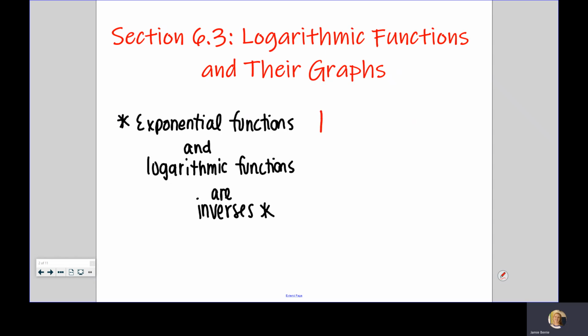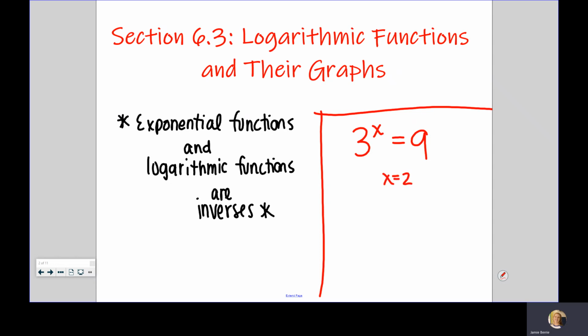For example, if we had an equation like 3 to the x equals 9, we can easily see that the value we need to plug in for x to make this equation true would be 2. Remember how we learned to solve this? We would rewrite 9 as 3 squared, then set the exponents equal to each other. So that's an exponential equation, and it's easy to solve.